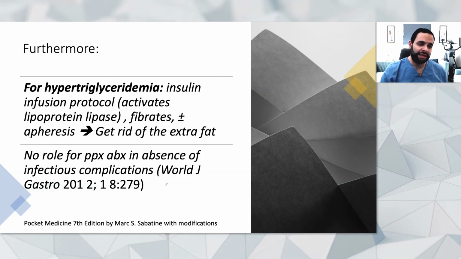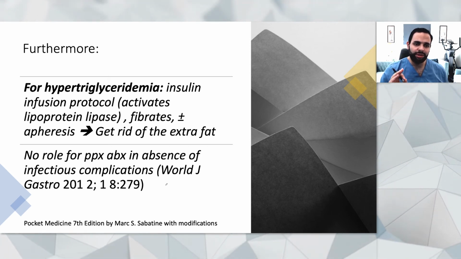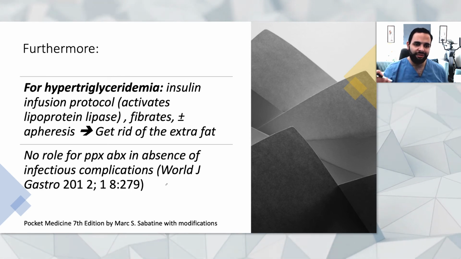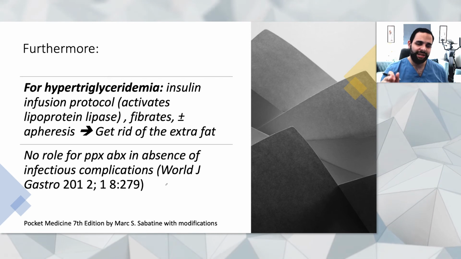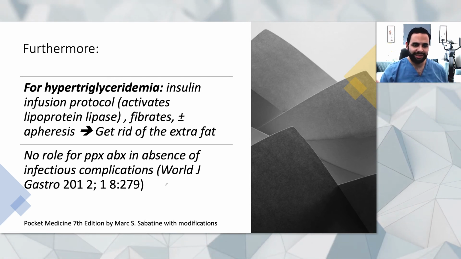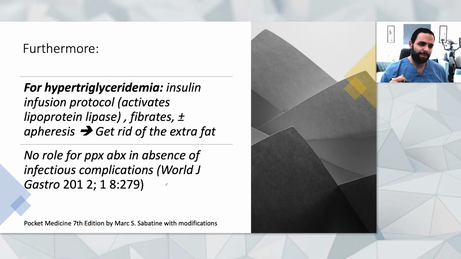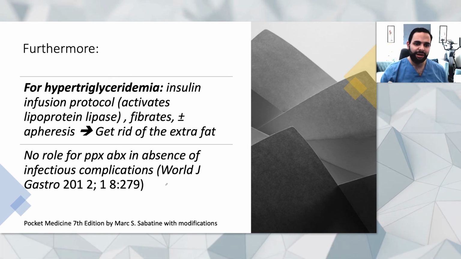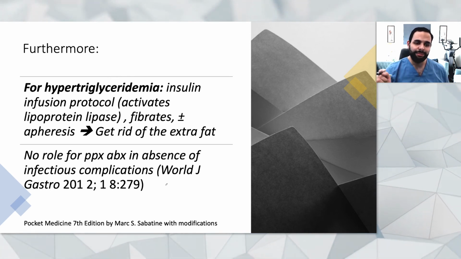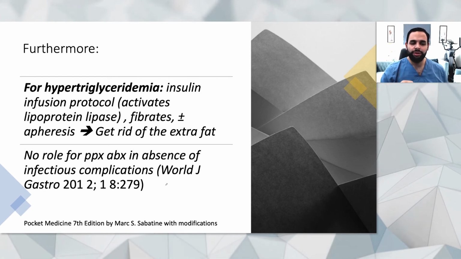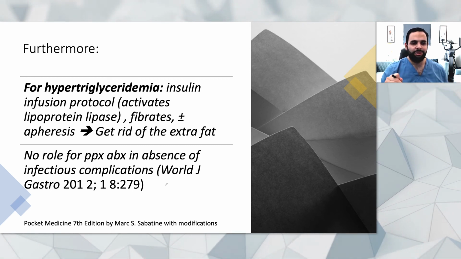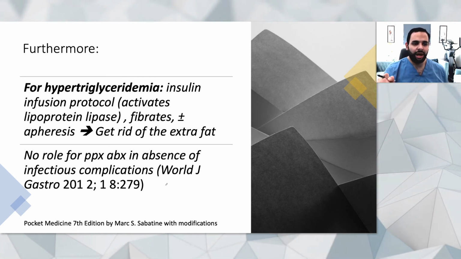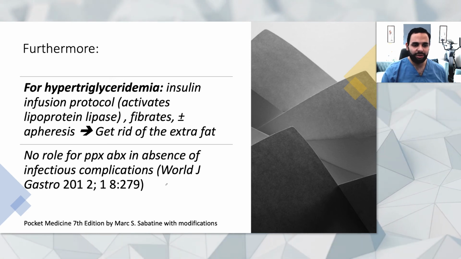Furthermore, for hypertriglyceridemic patients, we said those patients you want to go aggressive. So you can give a continuous insulin infusion, and you can give dextrose as needed to prevent hypoglycemia and monitor the potassium and replace as necessary. What it does is activate lipoprotein lipase, and that decreases the triglycerides in the blood. You want to give fibrates with that, which is one of your antilipid agents, plus or minus plasma apheresis. If you're not getting good control, go ahead and do apheresis to get rid of the extra fat. There is no role of prophylactic antibiotics in the absence of infectious complications, as per the 2012 article in the World Journal of Gastroenterology.